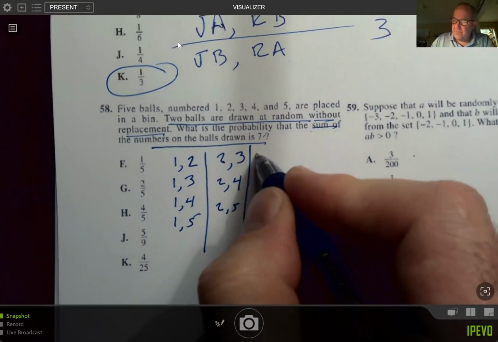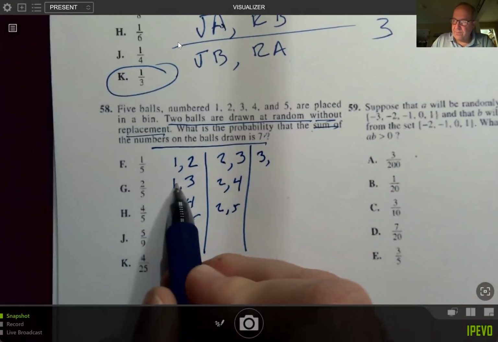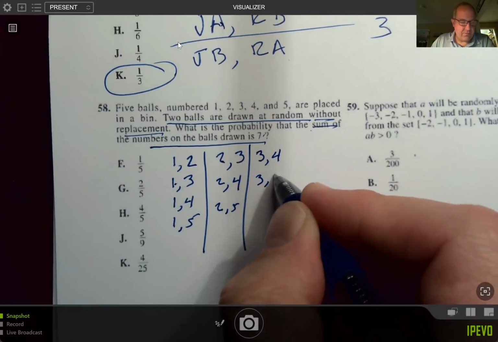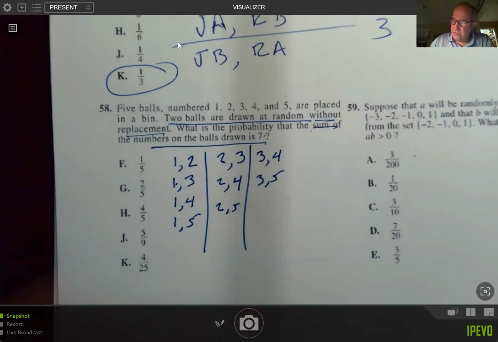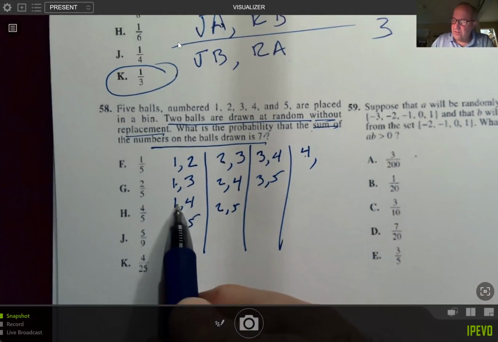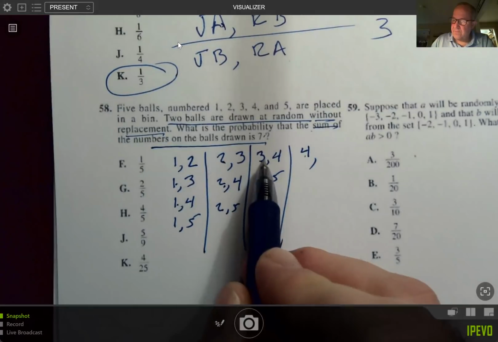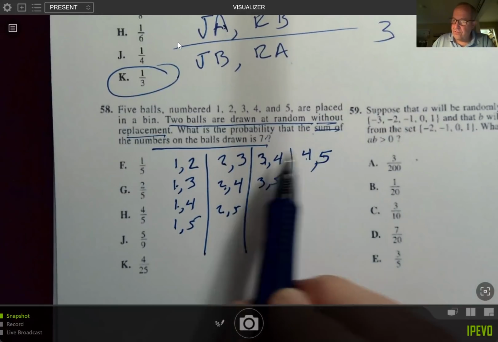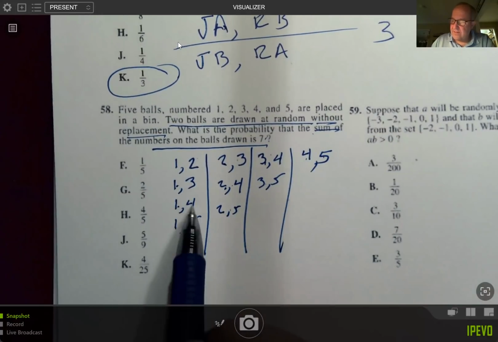Let's try ball 3. Ball 3 has already been paired with 1, been paired with 2, so it'd be paired with 4, and be paired with 5. Let's go up to ball number 4. 4 has been paired with 1, 2, 3. Let's pair it with ball number 5. There's a total of 1, 2, 3, 4, 5, 6, 7, 8, 9, 10 possibilities.